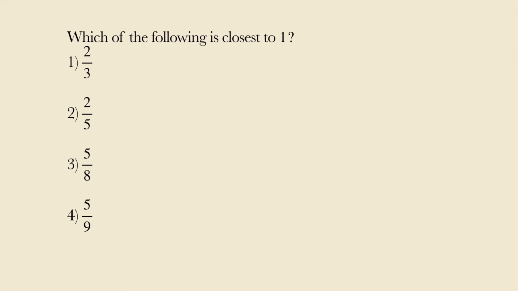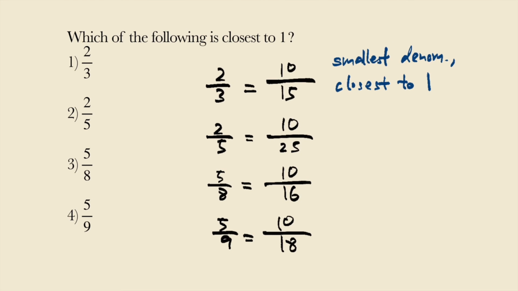Which is closest to 1 whole? Let's write down the values. 2/3 is actually, in this case, let's turn the numerators to 10. All right, and which one is closest to 1 whole? Well, it is the one with the smallest denominator. Why is that? Well, think of this as an exam, right? So this guy got 10 out of 15. Compare that to 10 out of 25, right?